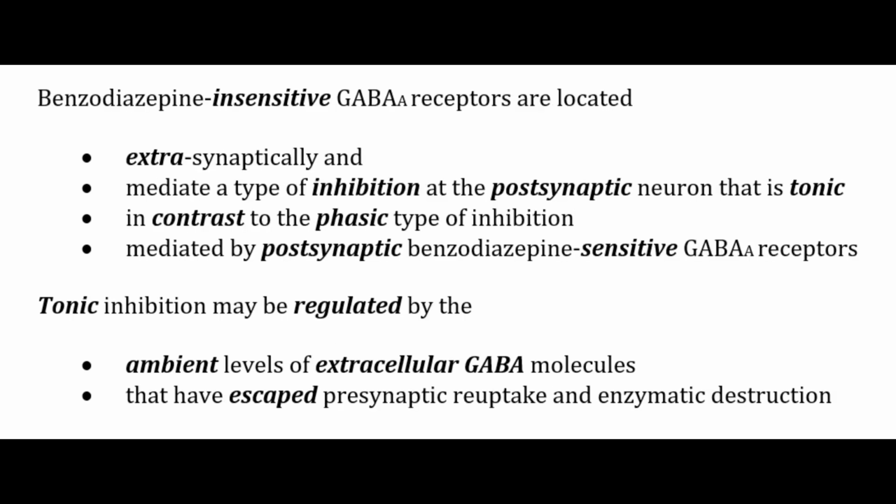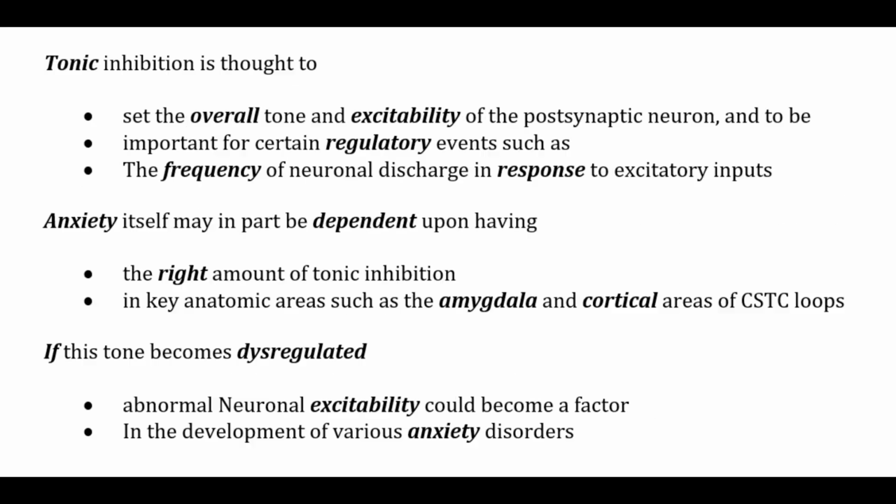These GABA-A receptors are located extrasynaptically and mediate a type of inhibition at the postsynaptic neurons that is tonic, in contrast to the phasic type of inhibition mediated by the postsynaptic benzodiazepine-sensitive GABA-A receptors. The tonic inhibition may be regulated by the ambient levels of extracellular GABA molecules that have escaped presynaptic reuptake and enzymatic destruction. The tonic inhibition is thought to set the overall tone and excitability of the postsynaptic neuron, and to be important for certain regulatory events such as the frequency of neuronal discharge in response to excitatory stimulus.